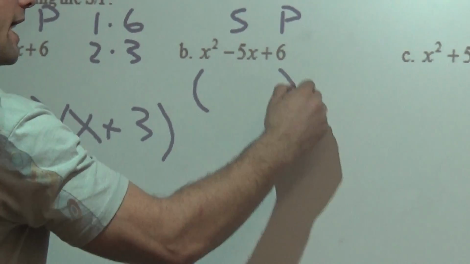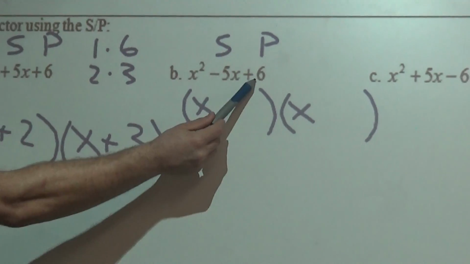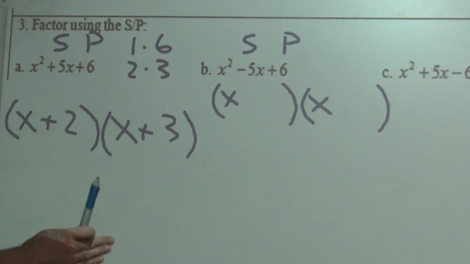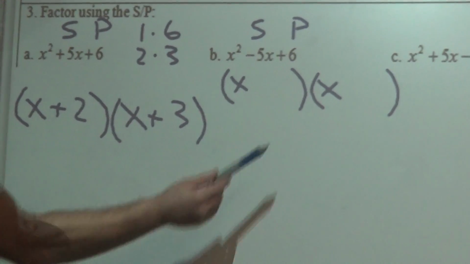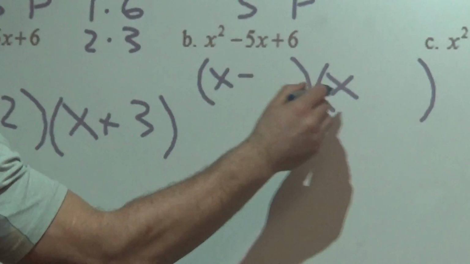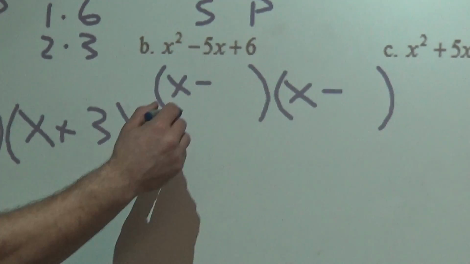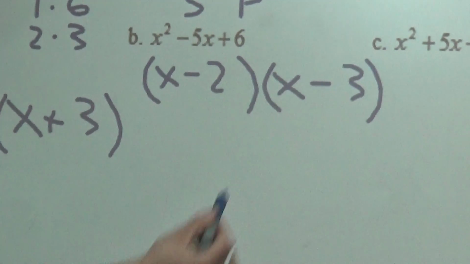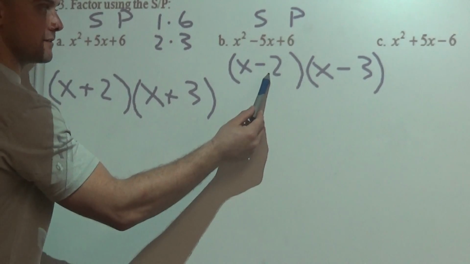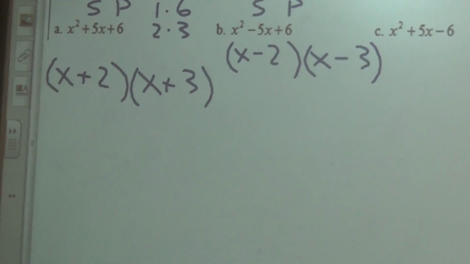So we're going to have, again, 2 factors, x and x. Because it multiplies to a positive 6, we know the signs are the same, either plus plus or minus minus. We see it adds to a negative, which should tell us that our signs are minus minus. So the only difference here is it's going to be minus 2 minus 3. Negative 2 times negative 3 is positive 6. Negative 2 plus negative 3 gives us negative 5.